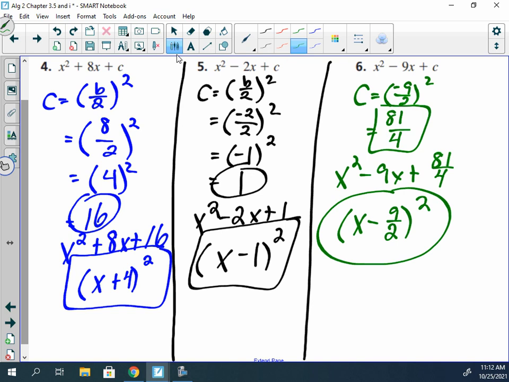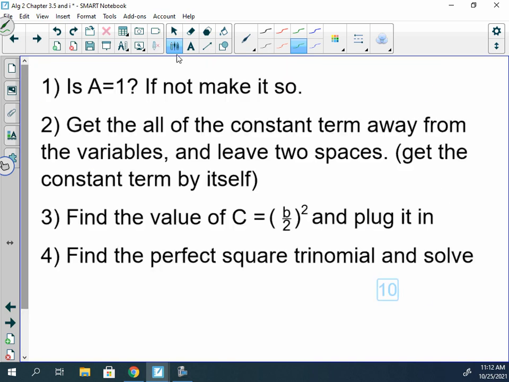We're ready for the last two problems of the day. Now, completing the square has 4 main steps. And again, we'll be doing more completing the square and solving by completing the square tomorrow as well. The first main step is a equal to 1. Again, we're talking about ax squared plus bx plus c, so the number in front of x squared. Is it 1? If not, make it so. If it's not 1, we need to make it equal to 1.